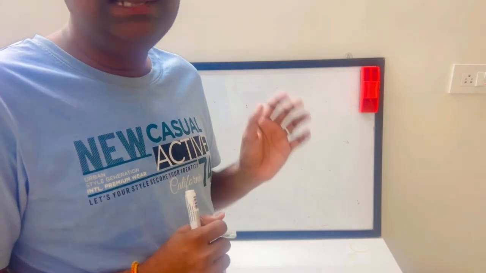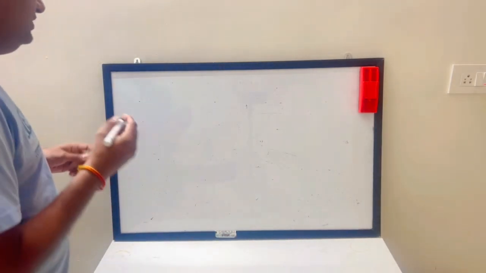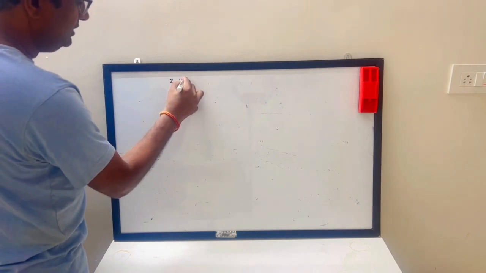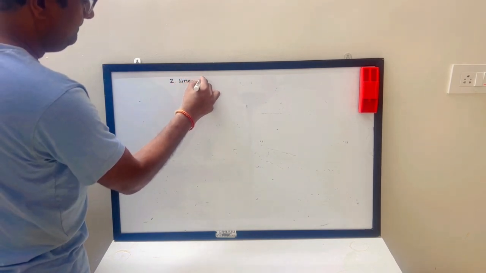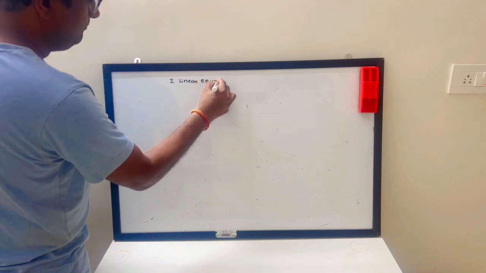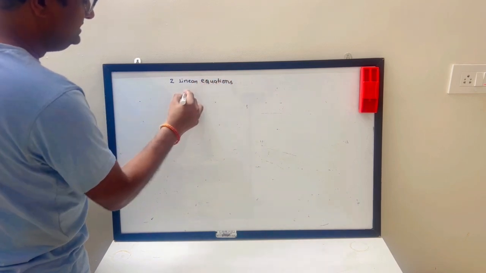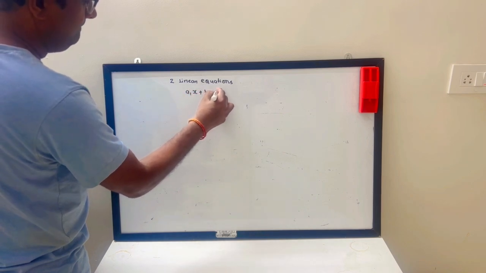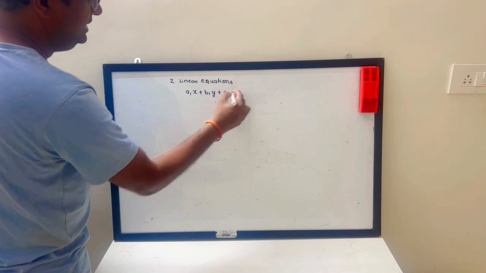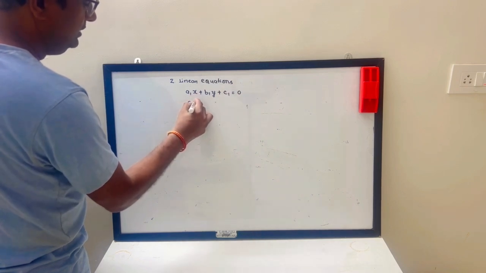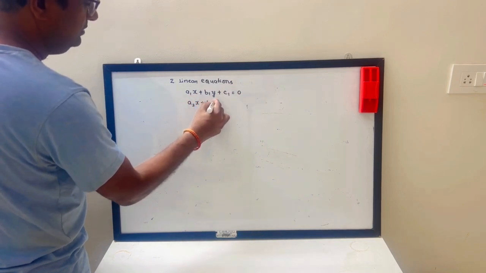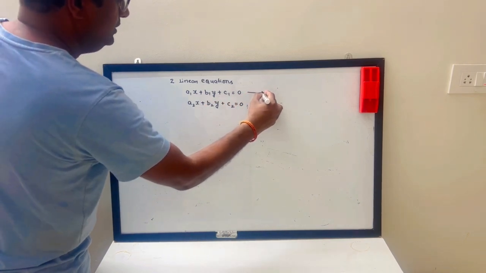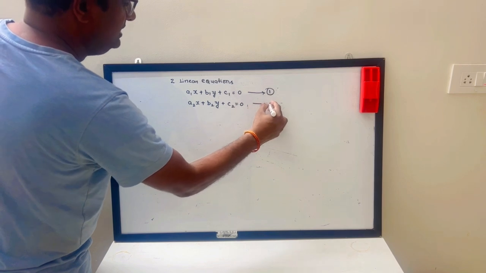Okay, so for that let us take up two simultaneous equations or two linear equations like this. Say it as a1x plus b1y plus c1 equal to 0. This is one equation. Other equation is a2x plus b2y plus c2. So what I have taken are two linear equations or two simultaneous equations.